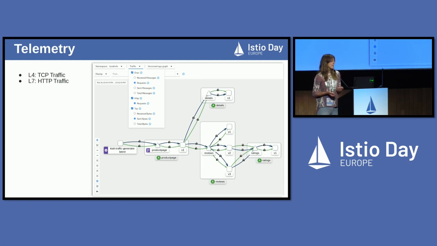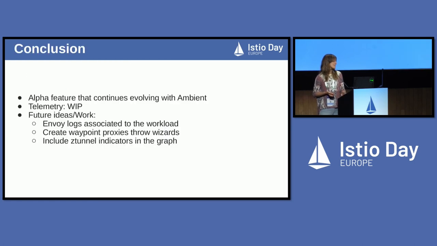But with ambient, this is going to change because the edge represents the component in which this telemetry was reported. So for example, we have here some blue edges, and they indicate they were reported from a ztunnel, even if maybe they are HTTP requests. And we have our green edges that represent the telemetry that was generated from a waypoint proxy. So it looks like we have duplicate edges, but this is the reason why. It looks different with ambient.